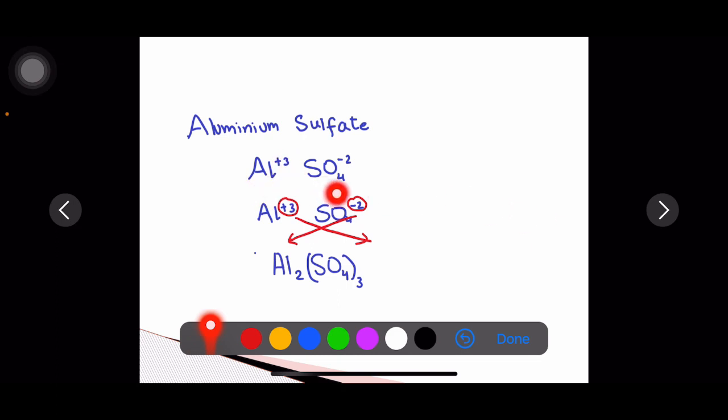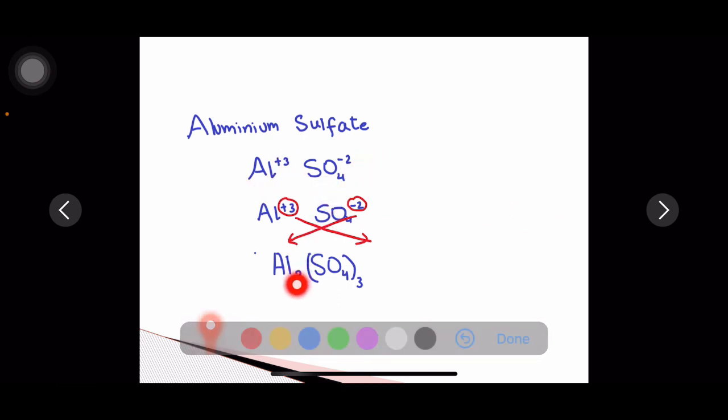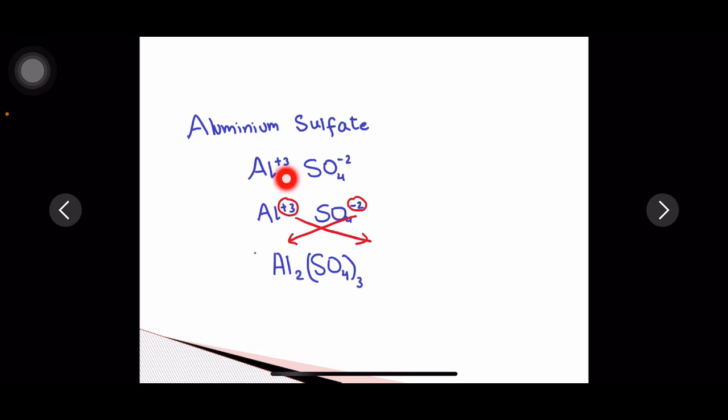Al plus 3, SO4 minus 2. So this 2 will come down along with aluminium, and this 3 will come down. We will put the bracket around sulfate, and then 3 is written like that. So it is called Al2(SO4)3. This is how we write down the formula of ionic compounds if they are containing polyatomic ions.